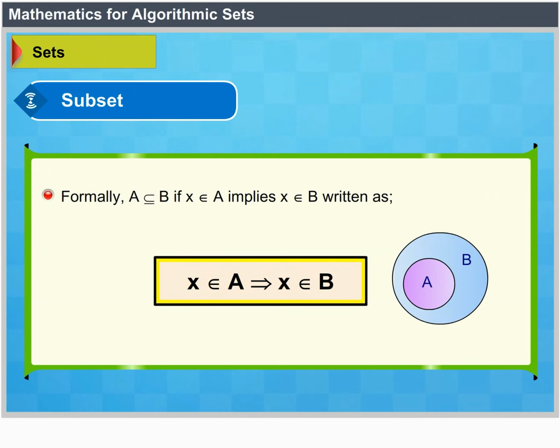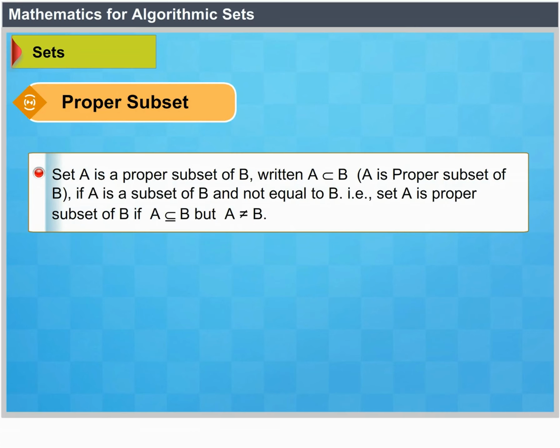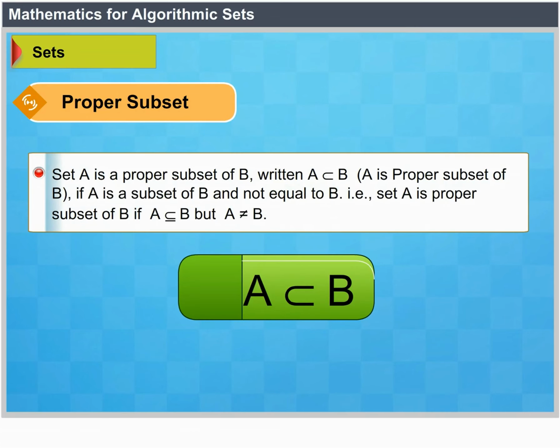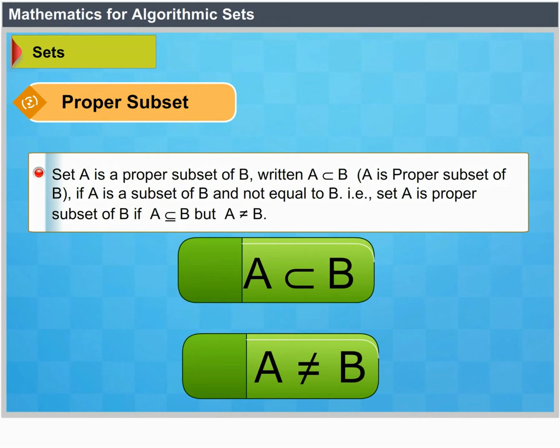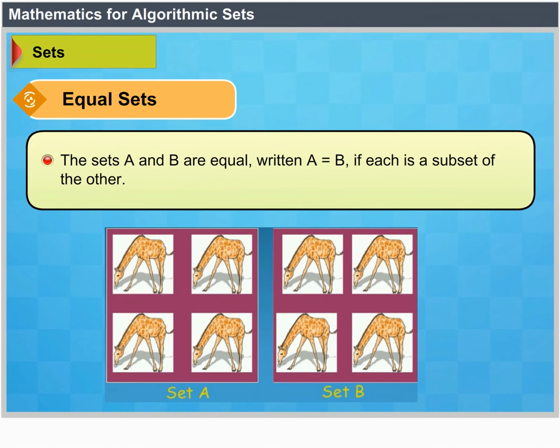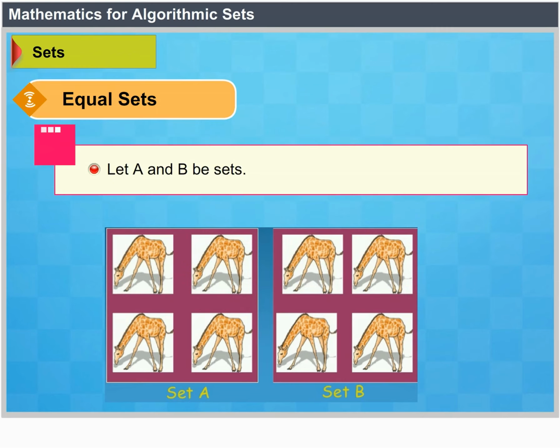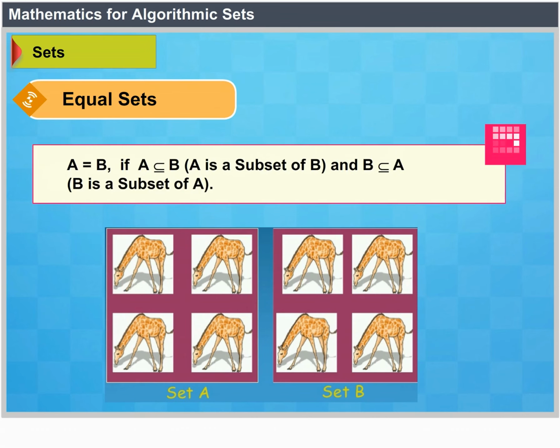Proper subset. Set A is a proper subset of B, written A proper subset symbol B, if A is a subset of B and not equal to B. That is, set A is a proper subset of B if A is a subset of B, but set A is not equal to set B. Equal sets. The sets A and B are equal, written A equal to B, if each is a subset of the other. Let A and B be sets. Set A equals set B if A is a subset of B and B is a subset of A.